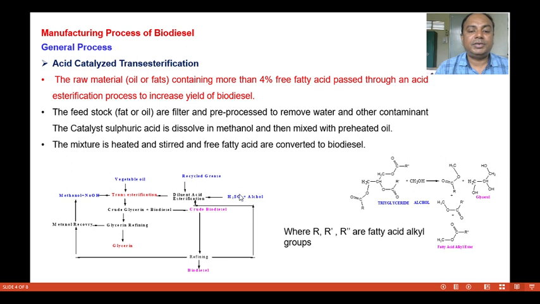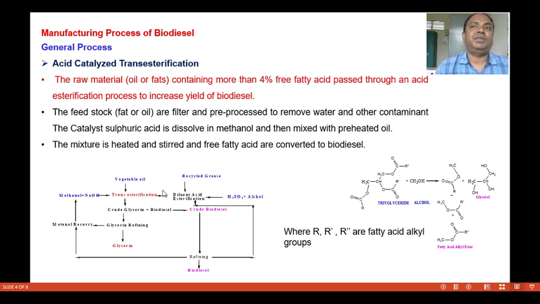This is treated with any raw material, like fats or oil, and then it is trans-esterified. So after the trans-esterification reaction, what we get is the biodiesel along with the crude glycerin or glycerol. So this is the product that we get.